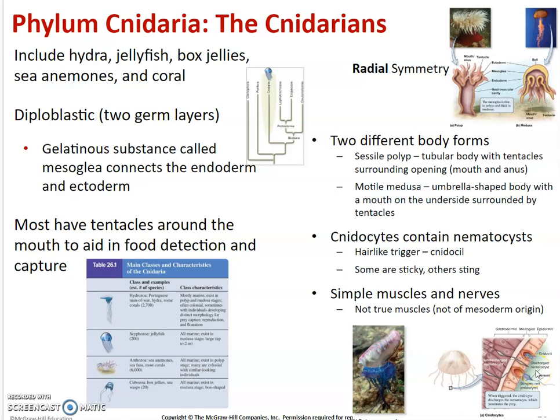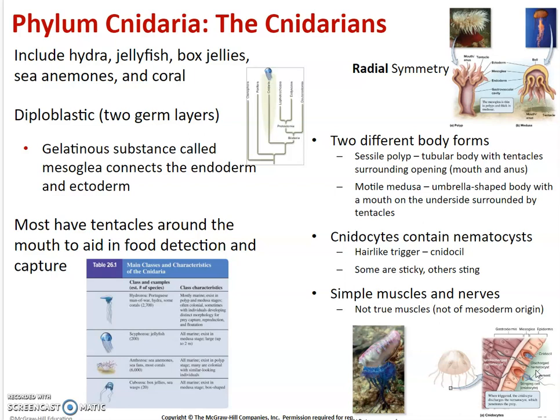So as with the porifera, the sponges, there are multiple body forms, and they do have a sessile form. In cnidaria, the sessile form is a polyp, and the hydra was a good example of the polyp form. They have that tubular body with the tentacles, and then the opening at the top is both a mouth and anus. It takes in the food and puts out the waste, all out of the same area.